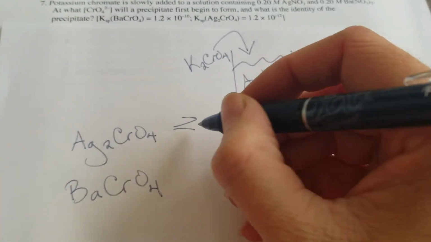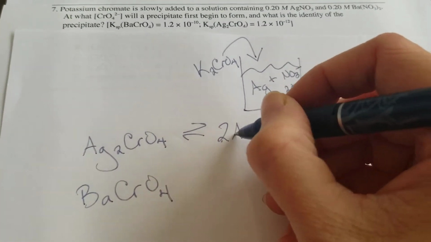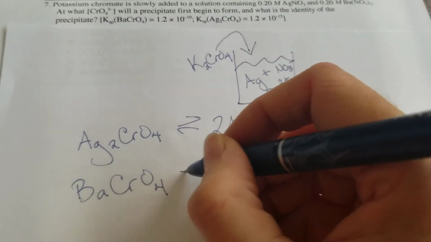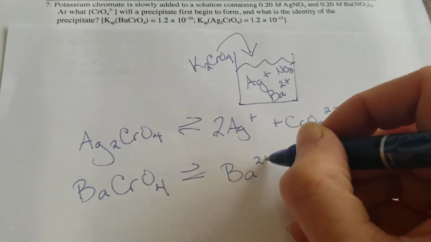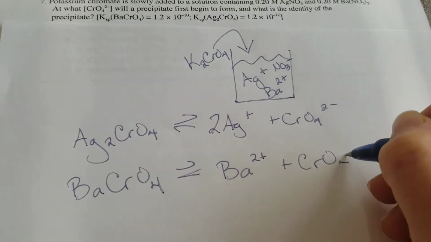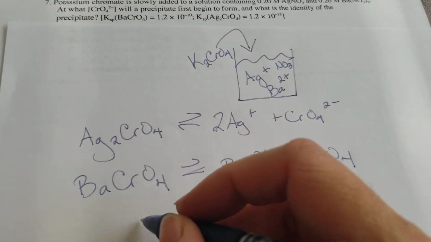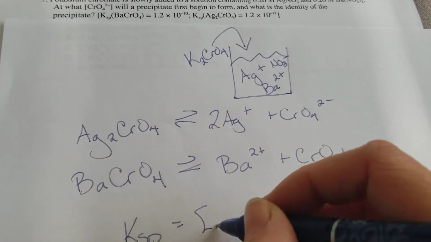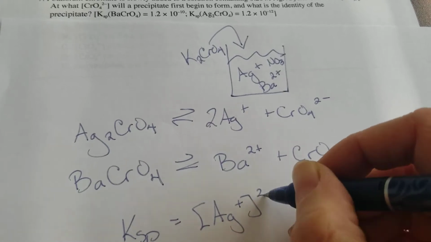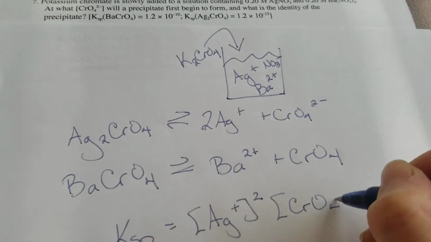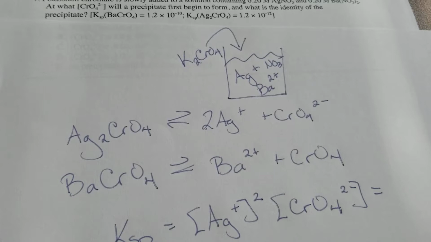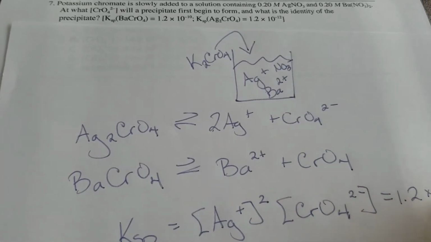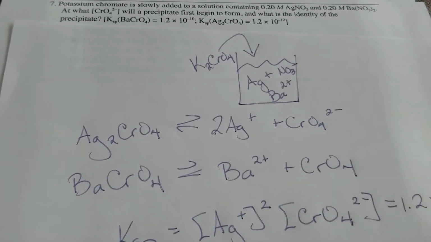So my silver would give me 2 silvers plus 1 chromate. My barium would give me 1 barium and 1 chromate. So when I look at my KSP expression for my silver, KSP would be equal to my silver concentration all squared times my chromate. And I know from the problem it gave me the KSP value for my silver, which is 1.2 times 10 to the negative 12.